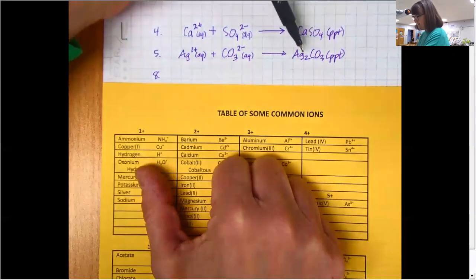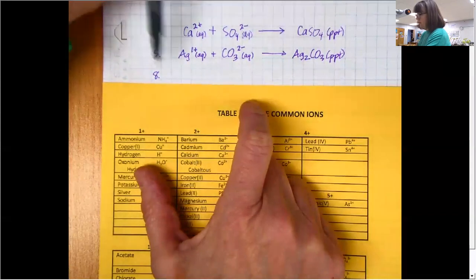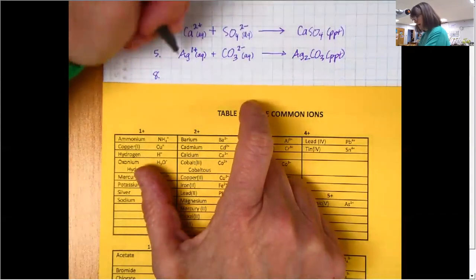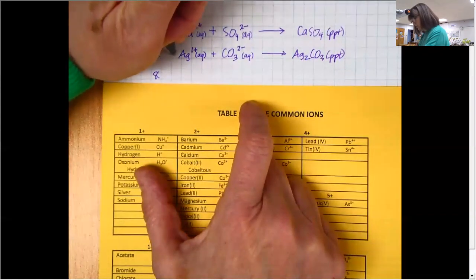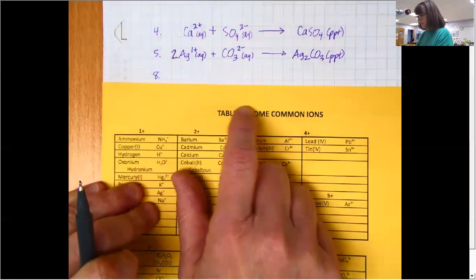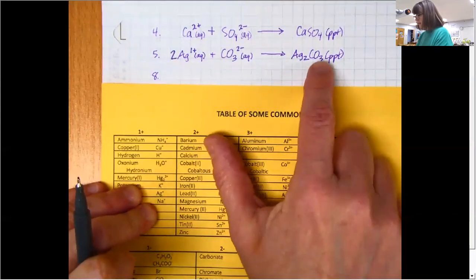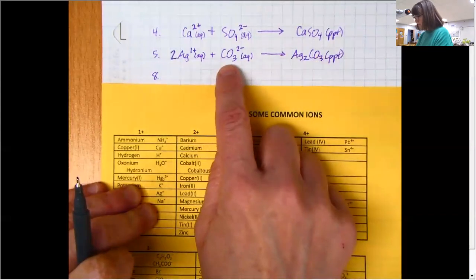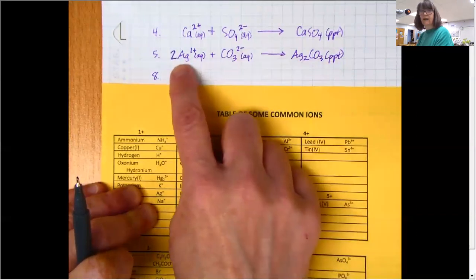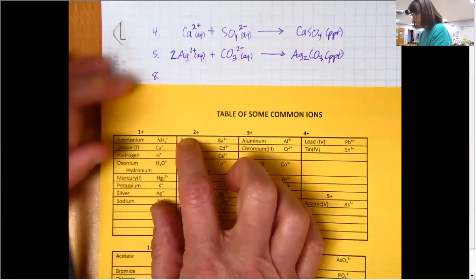Notice that I had to add a subscript over here to say that I had 2 silvers. So the way that I want to make my equation balanced now is to come back and put a 2 in front of the silver to indicate that I had to have 2 silvers to make this compound. So now, as you can see, on the right I have 1 CO3, and on the left I have 1 CO3. On the right, I have 2 silvers, and on the left, I have 2 silvers.